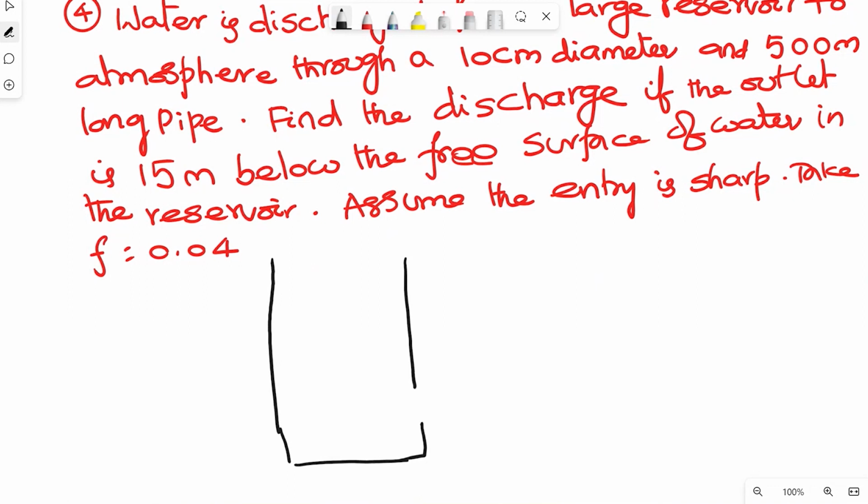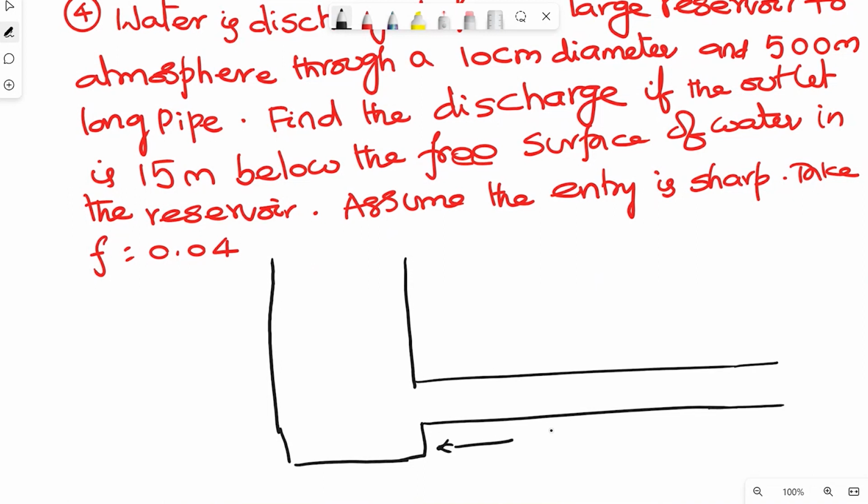So let us take this as a tank. Now this is the pipe, and this pipeline length is L = 500 meters, right? Then the diameter is D = 10 centimeters, that means 0.1 meter.